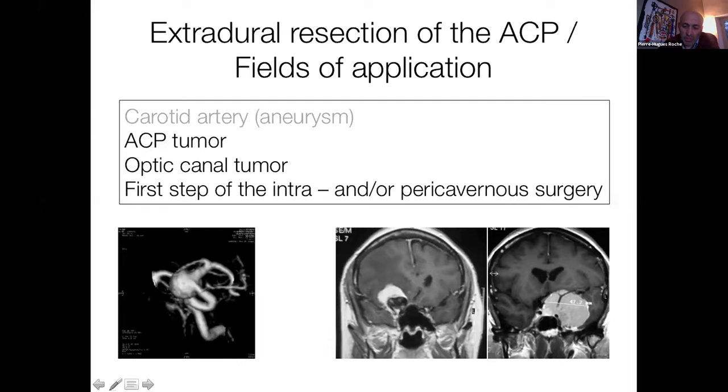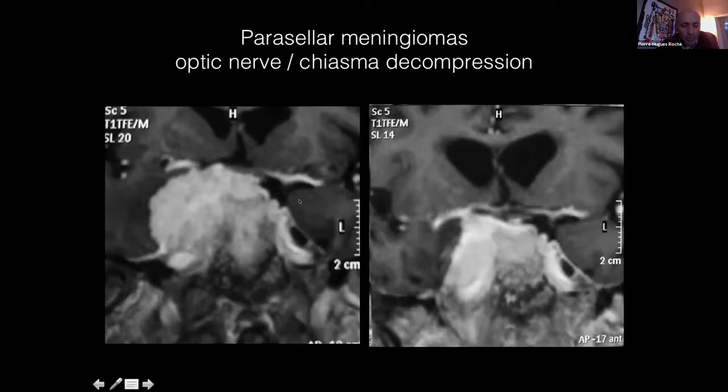And you see here the optic chiasma, which is distorted, and the better way to work safely on the optic apparatus is to remove first the ACP and then to have more space to mobilize safely the tumor in order to protect the optic nerve and the optic apparatus. So sometimes the ACP resection is only the first step of the pericavernous surgery, which is illustrated here nicely with this case. This is another illustration where the need to remove the ACP is due to the fact that you will offer cytoreduction and you will decompress the optic chiasma in order to deliver secondary radiosurgery or fractionated IMRT or whatever you want.